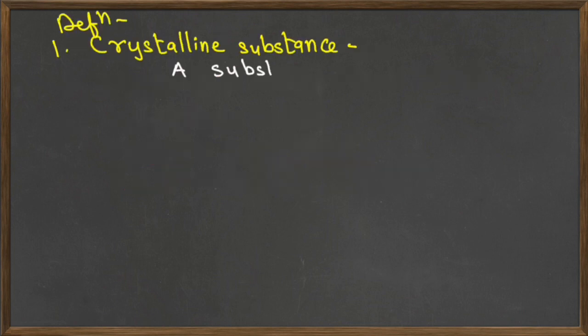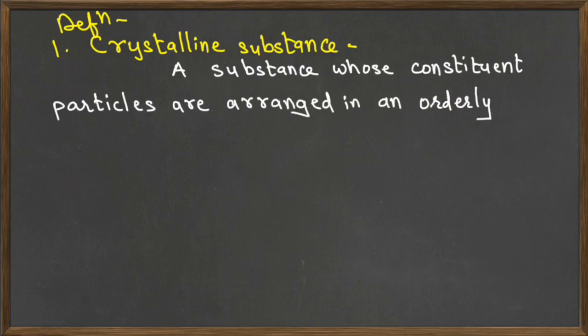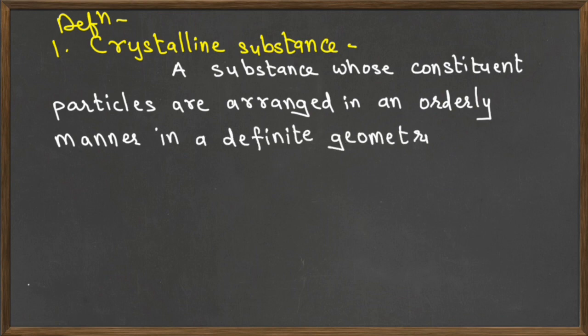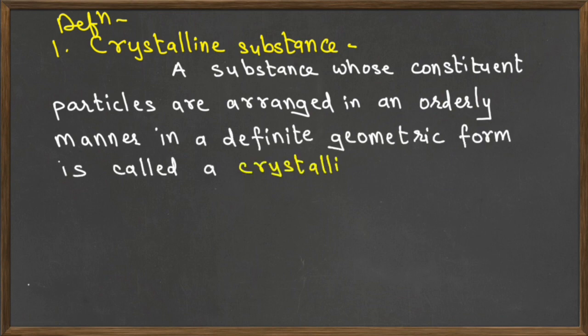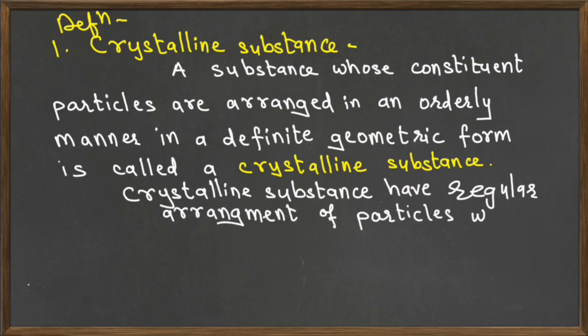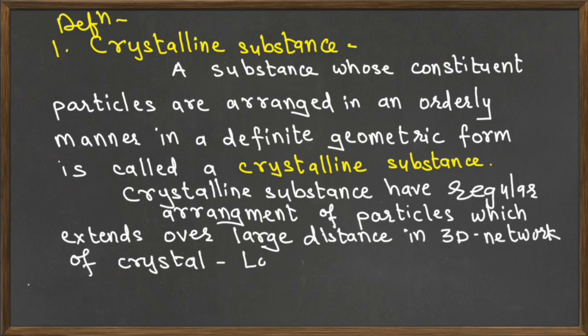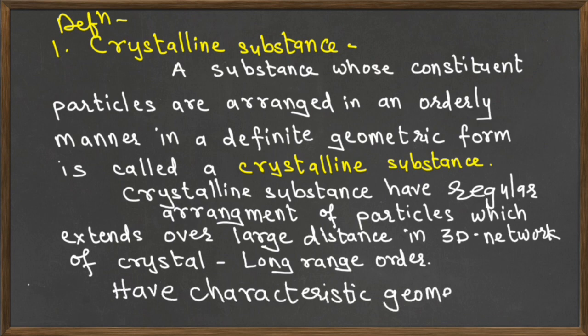So let us go for the next, that is definition of crystalline substances. A substance whose constituent particles are arranged in an orderly manner in a definite geometrical form is called a crystalline substance. Crystalline substances have regular arrangement of particles which extends over large distance in a three-dimensional network of crystal. That means they have long range order of their arrangement. And crystalline substances have characteristic geometrical shape.